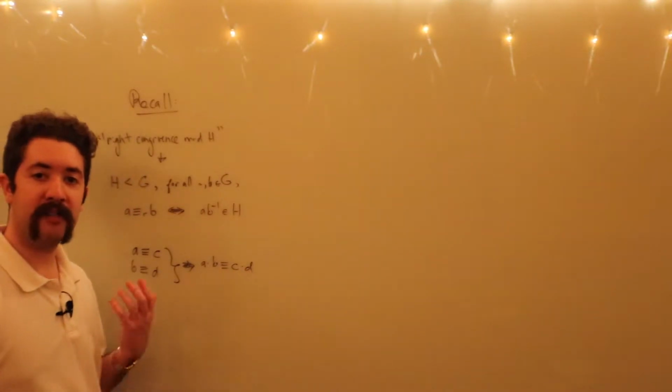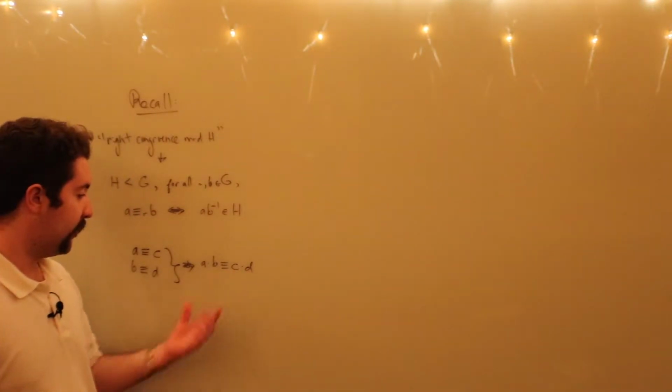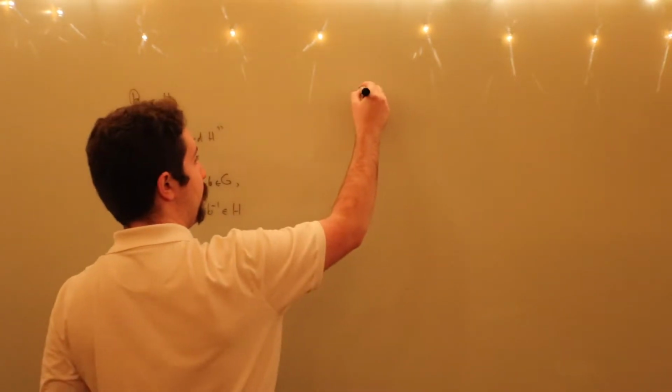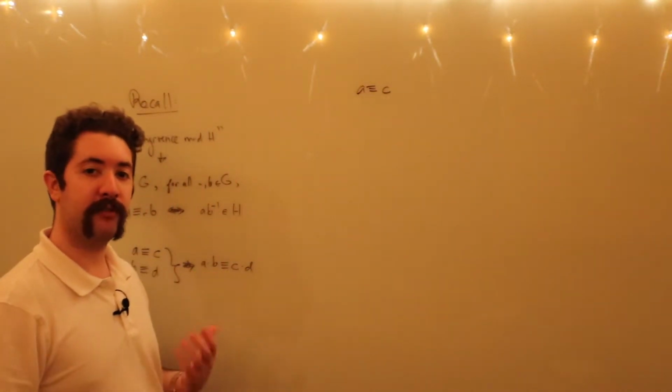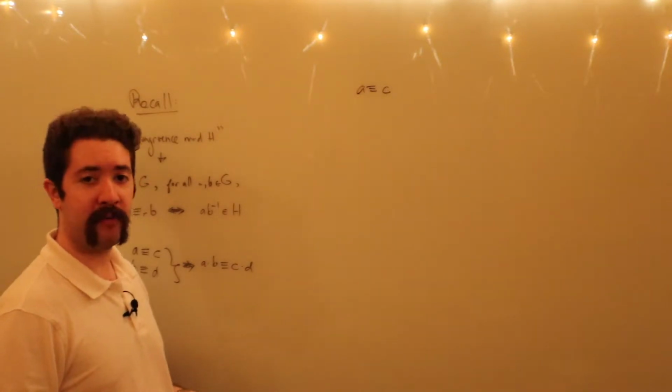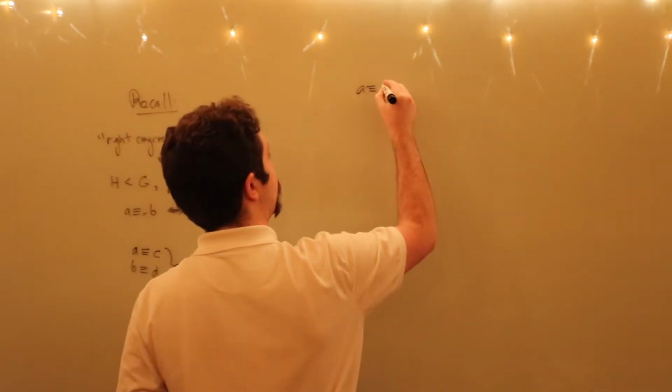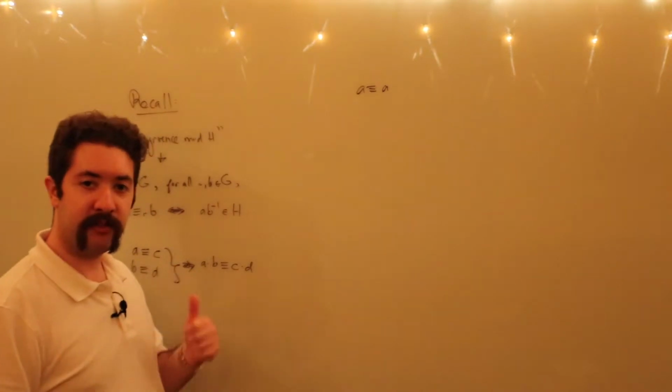All right, so how's this going to help us? Well, let's first look at A congruent to C, and let's set C equal to A. We know this is true because of the reflexive property of equivalence relations. So A congruent to A is true.